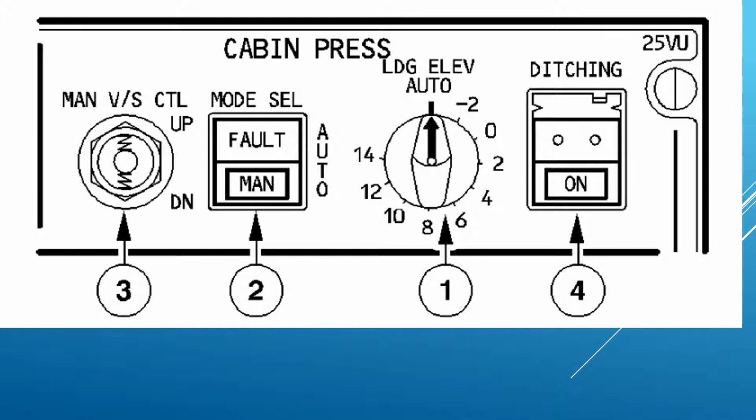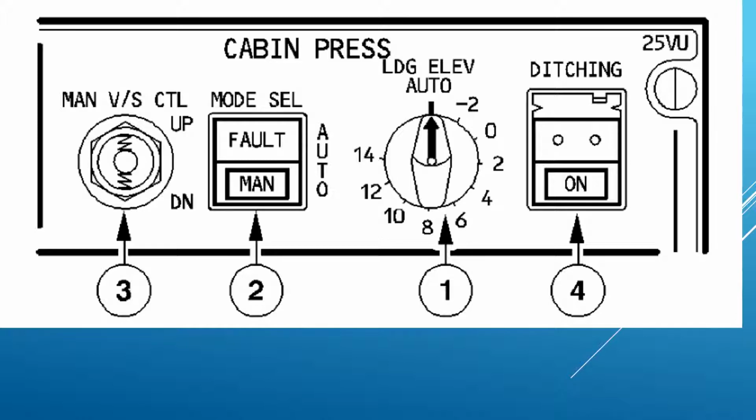The ditching button. When you operate the ditching button, this will send a closed signal to the outflow valve, the emergency ram air inlet, the avionics ventilation inlet and extract valves, and the pack flow control valves. So we can prepare for ditching.